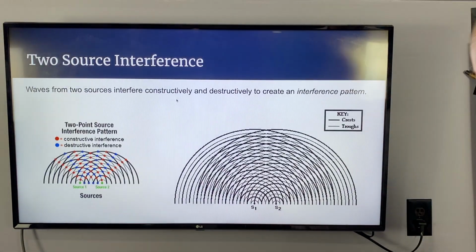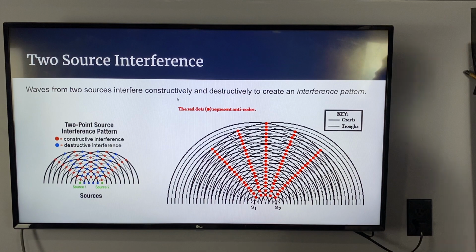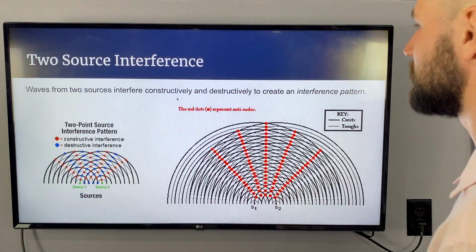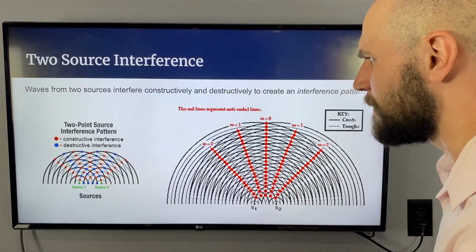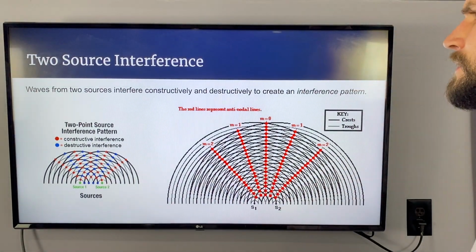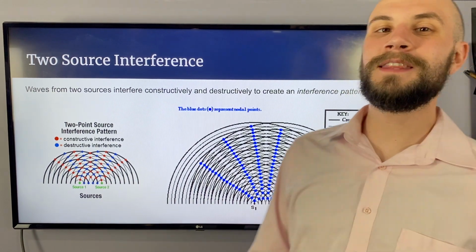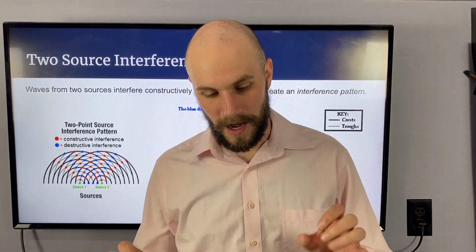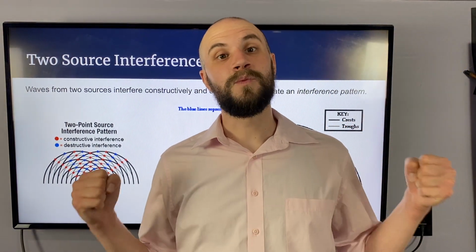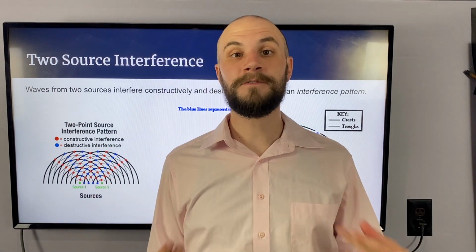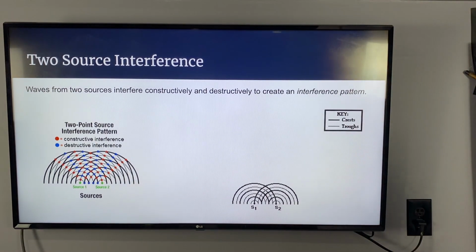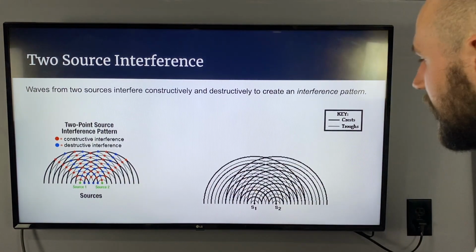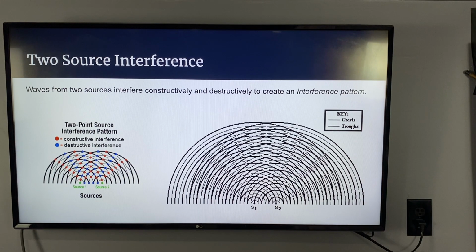And one more thing I want to discuss for this video is something called two-source interference. Now this is complicated, so let's work it out. Two-source interference. When we have two things creating a wave, those are our two sources. And the waves from those two sources are going to interfere constructively and destructively. What we're looking at for both the animation and the diagram is kind of like a top-down view of the two sources of a wave.